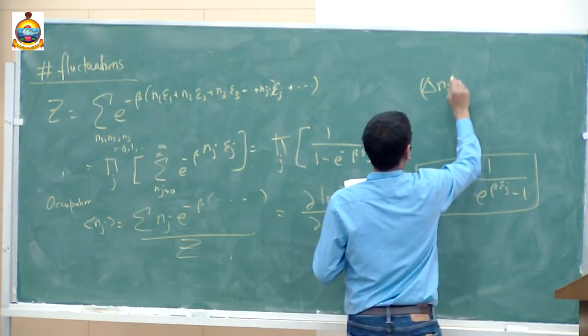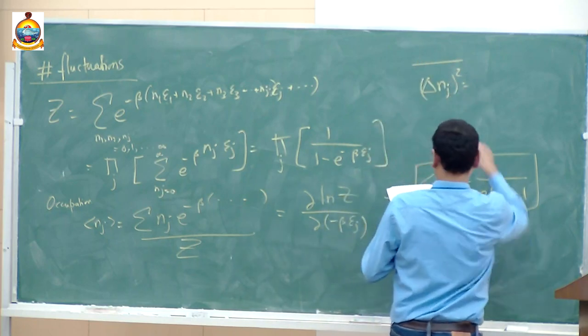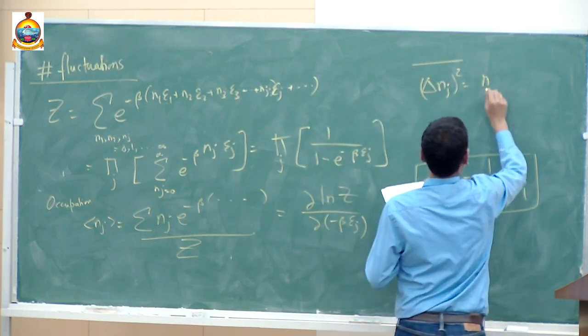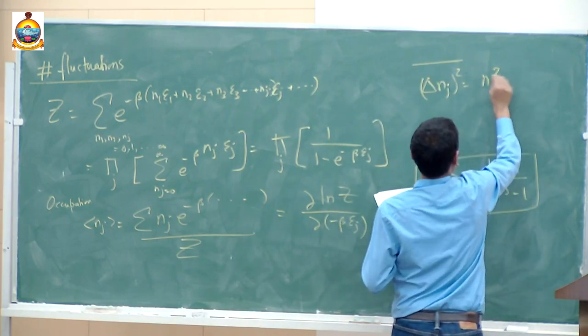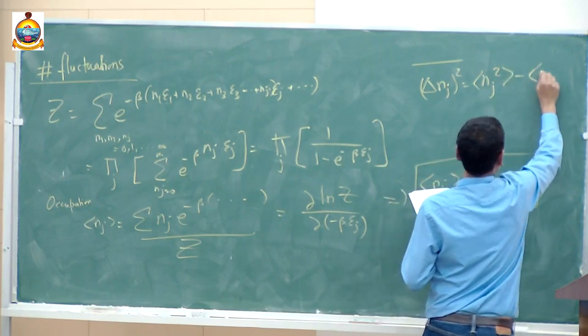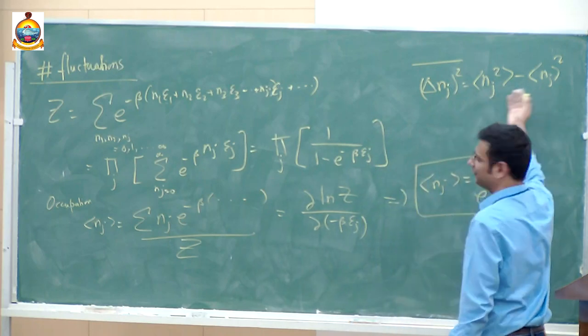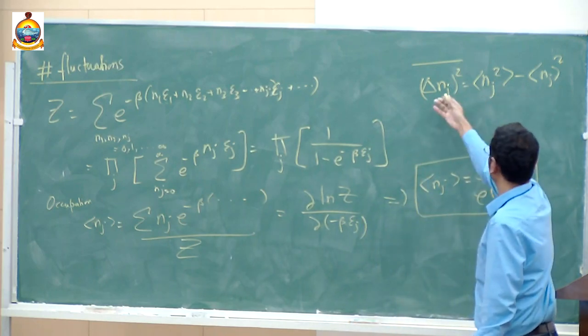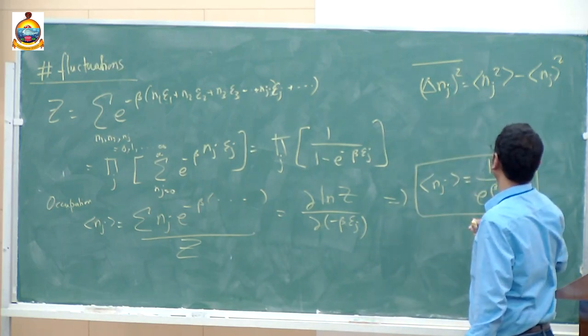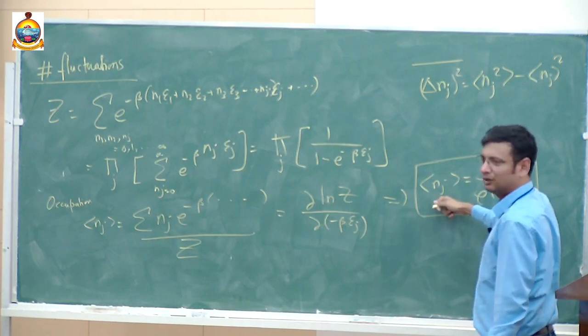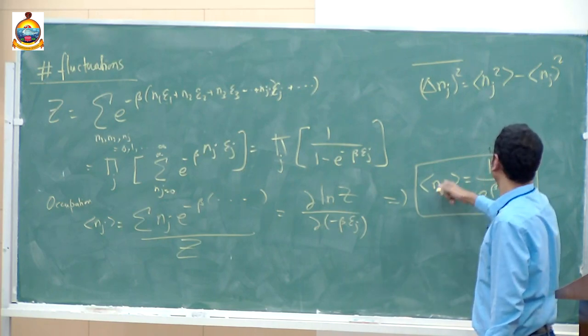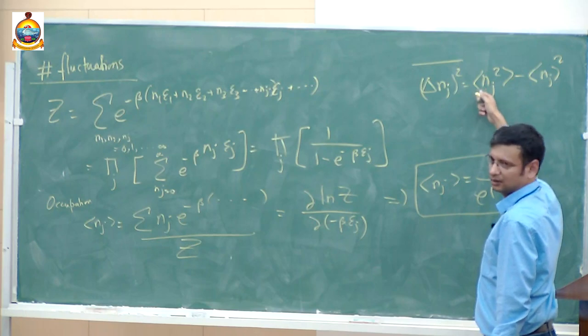So this means average. So basically I need to calculate the average of nj square minus the average of nj, whole square, right? Everybody is convinced this is the definition of fluctuation, right? So now I have to calculate this quantity. The only thing I need to do is, I already know this, right? I need to compute this guy, right?